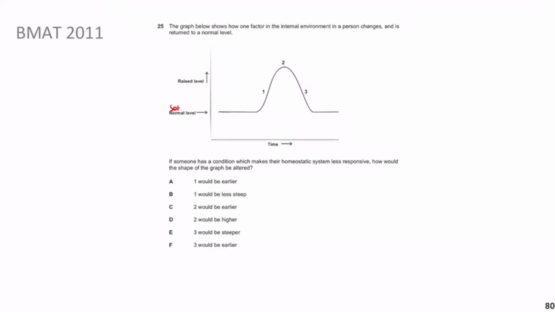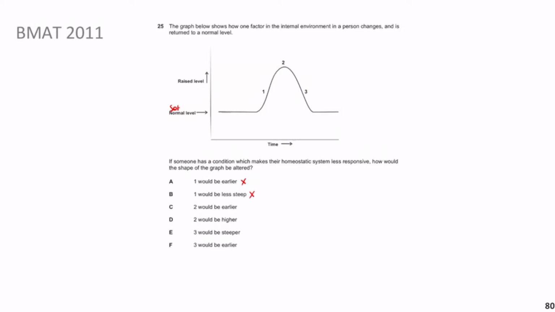So if your homeostasis isn't working correctly, what would happen? The first one would be earlier. Really, homeostasis is concerned with bringing it back down, isn't it? So it's not really going to affect area 1. It's mainly going to affect areas 2 and 3, because the whole point is that you have a change and then homeostasis fixes that change. So 1 is basically going to remain the same.